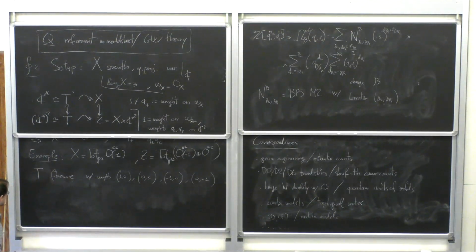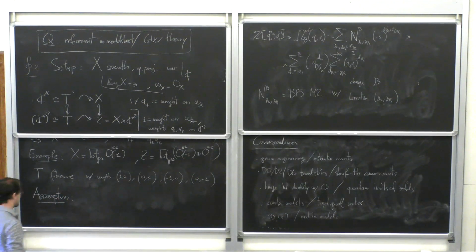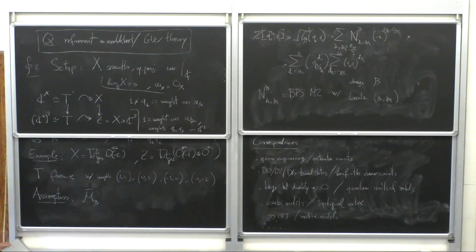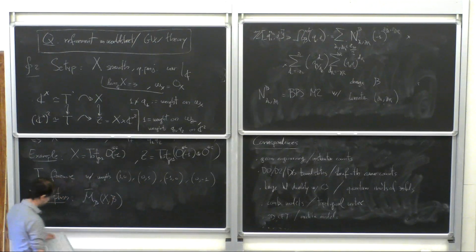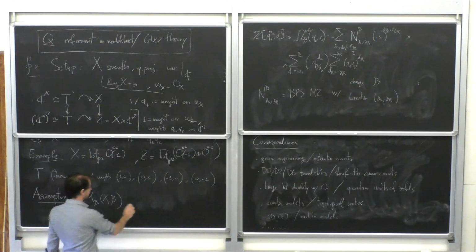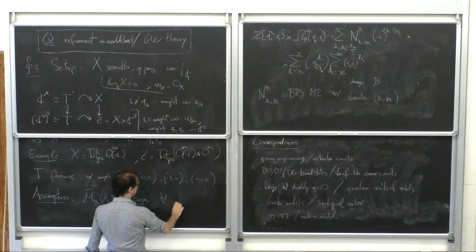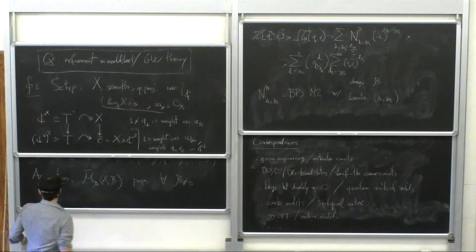Now, last thing, I write the definition. I'm going to make an assumption. The technical assumption that I'm making is that whenever my curve class is non-trivial, the moduli space of stable maps to the threefold X is proper. Otherwise, I would need to restrict to curve classes that do satisfy this condition.